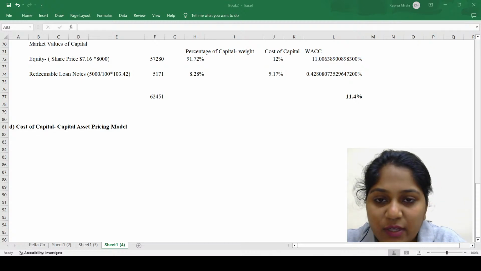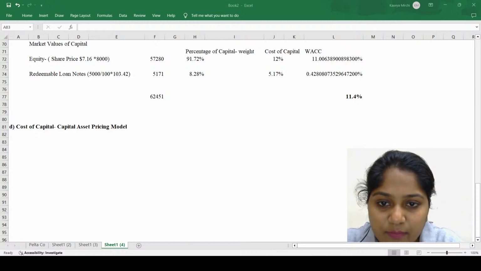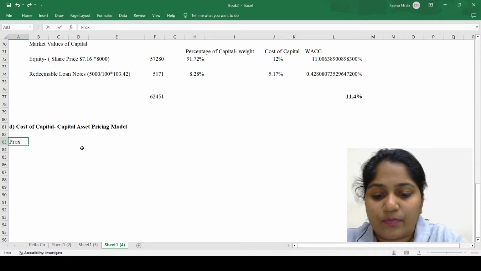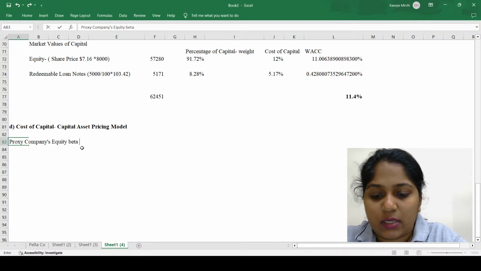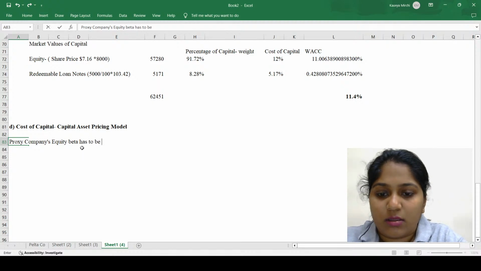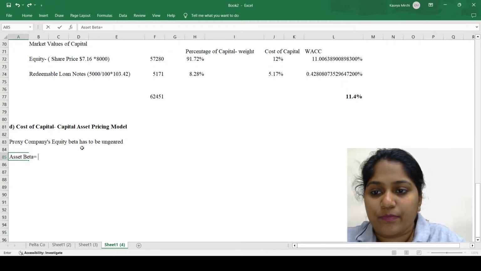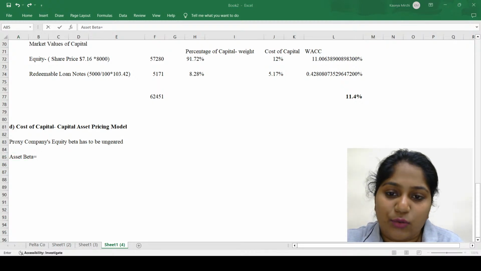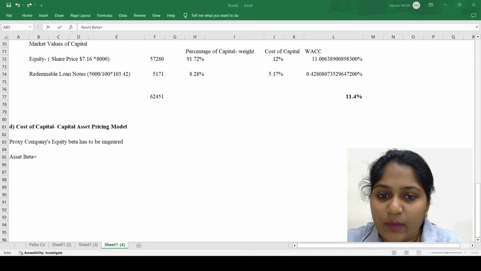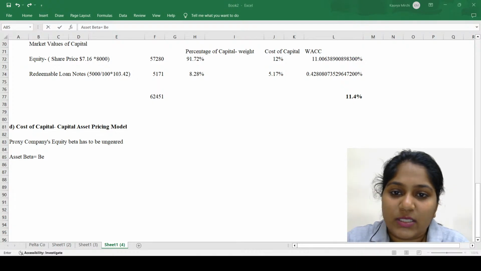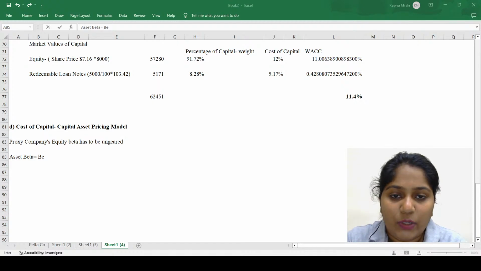Okay, so what we have to do first, the proxy company's beta has to be ungeared. Find out proxy company's equity beta, which has to be ungeared. So you have to find out the asset beta first. What is the formula for asset beta if you guys know? I'll have to take the equity beta. I'll write BE, that is equity beta, multiplied with weight of equity.